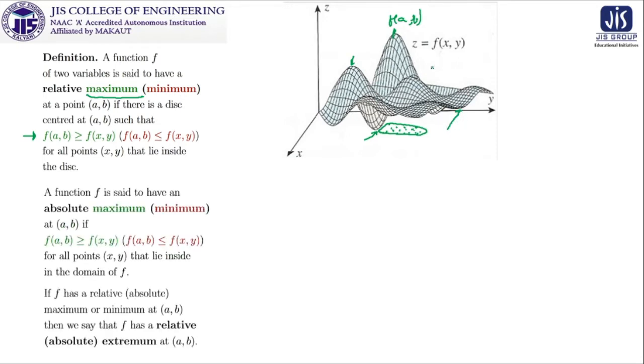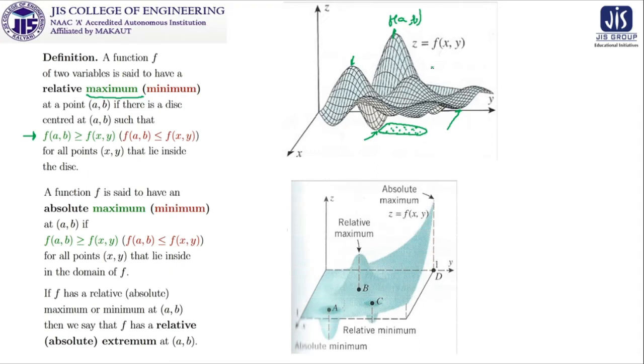And if we proceed for the idea of absolute maxima, then we need the same concept, but instead of the specified disk, we have to follow this required condition for the whole domain of the function f. So if f has a relative maxima or minima at (a,b), then in general we call it extrema, and this is the pictorial representation of relative one and absolute one. Clear?